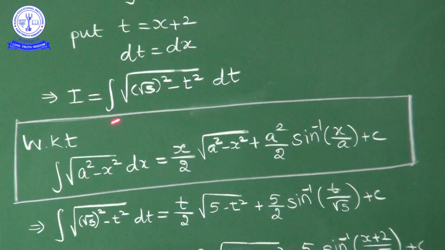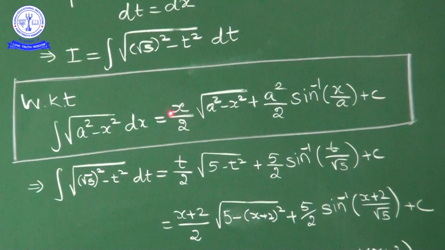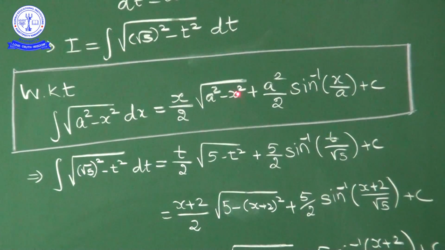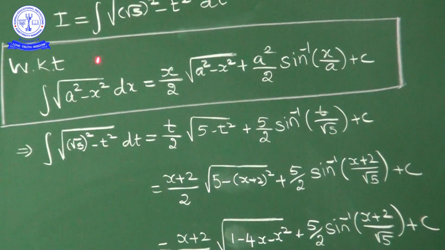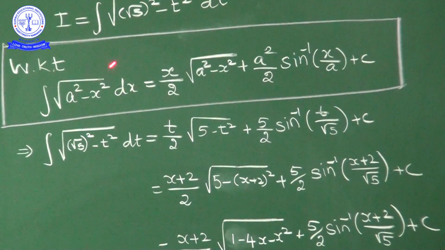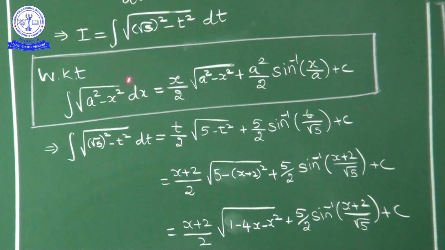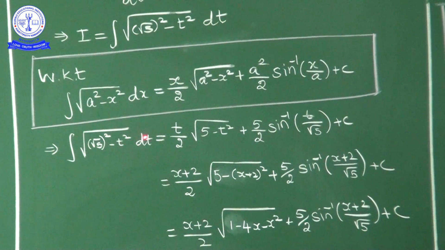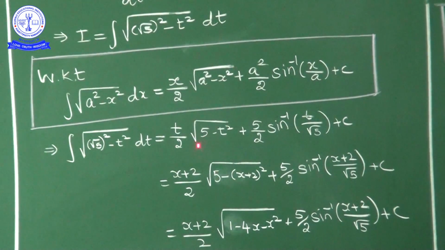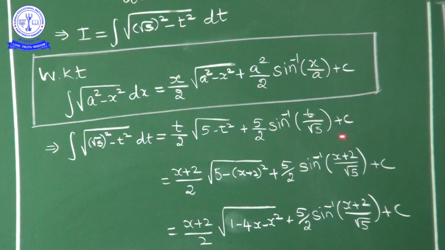dt. Okay, we have a formula: integral square root of a square minus x square dx is equal to x by 2 into square root of a square minus x square plus a square by 2 into sin inverse of x by a plus c. Now if we compare these two, in place of a we have root 5, in place of x we have t. So in this formula replace x by t and a by root 5. What will we get? I is equal to integral of square root of (root 5) square minus t square dt is equal to t by 2 into square root of 5 minus t square plus 5 by 2 into sin inverse of t upon root 5 plus c.